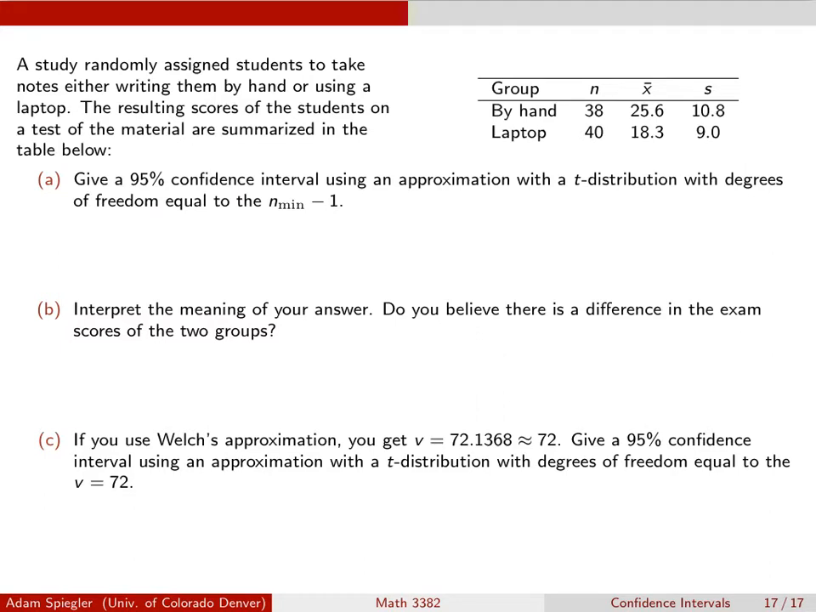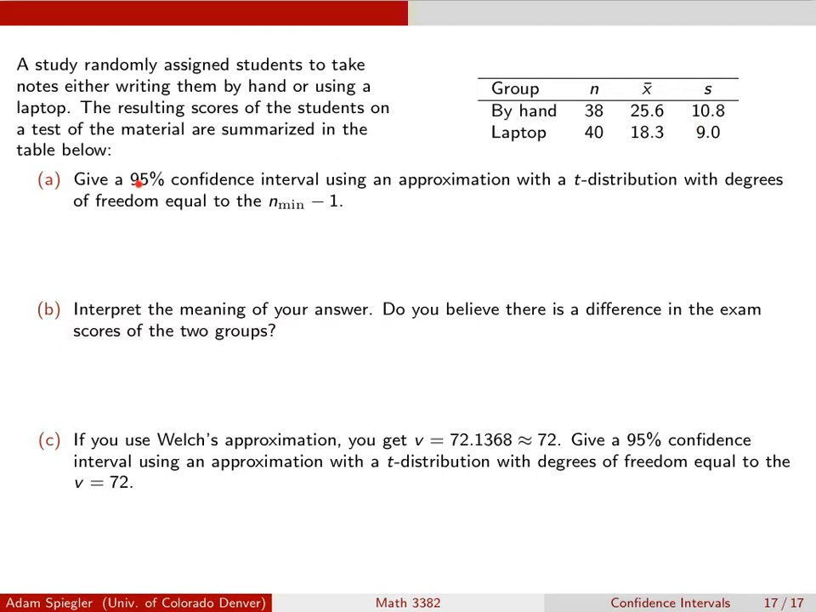What we can see from this table that summarizes our samples is that there were 38 students assigned to a group that took notes by hand, and 40 that took notes using a laptop by typing. The mean score for those by hand was 25.6 compared to 18.3 for the laptop group, and we've got the standard deviations from each of those samples.